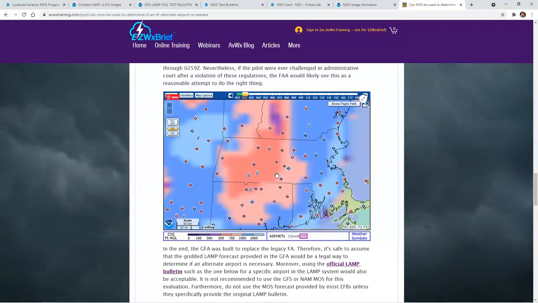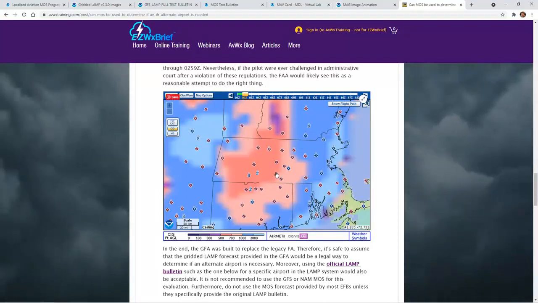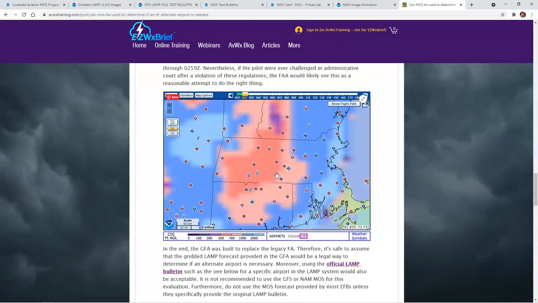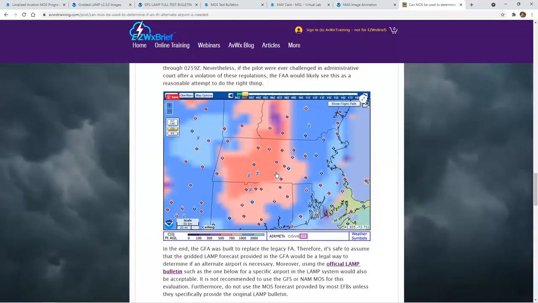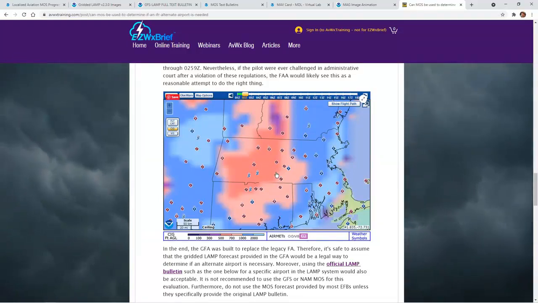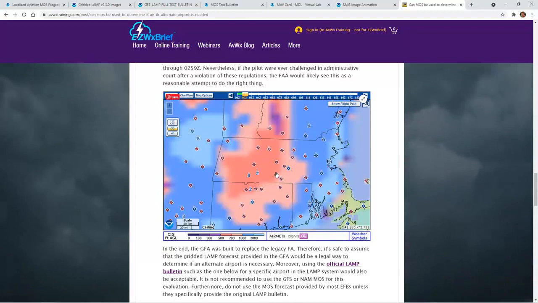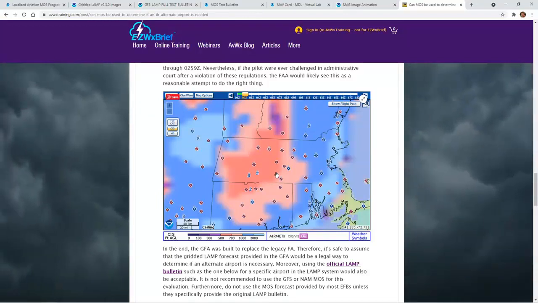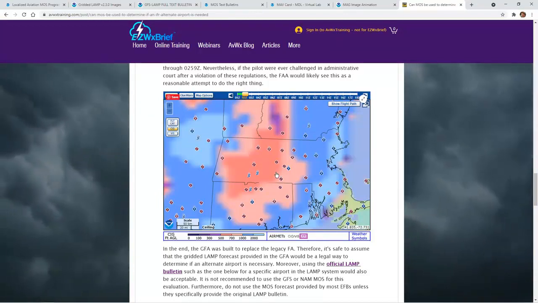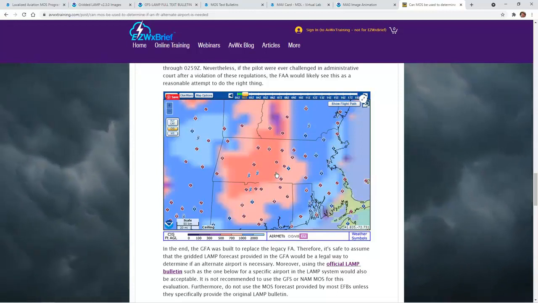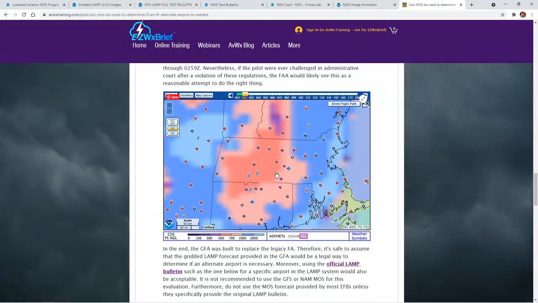So in respect, I would think that if you use this to determine whether there's an alternate or not, this would be a legitimate use of the LAMP product, not the GFS MOS, but the LAMP product, for determining whether you'll need an alternate or even potentially alternate minimums in terms of what the weather will be for airports. But again, I would try to stick to the terminal forecast when that is the case, especially when you're looking at the weather for an alternate.